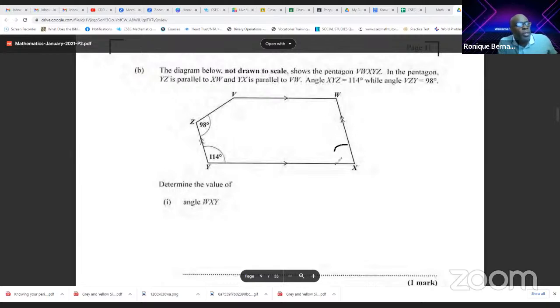We know this angle now, which is 66 degrees. But we can also find this angle as well, because this length here is parallel to this length. So the rule applies the same way. So this is then, of course, 114. It is opposite. Opposite. Good.